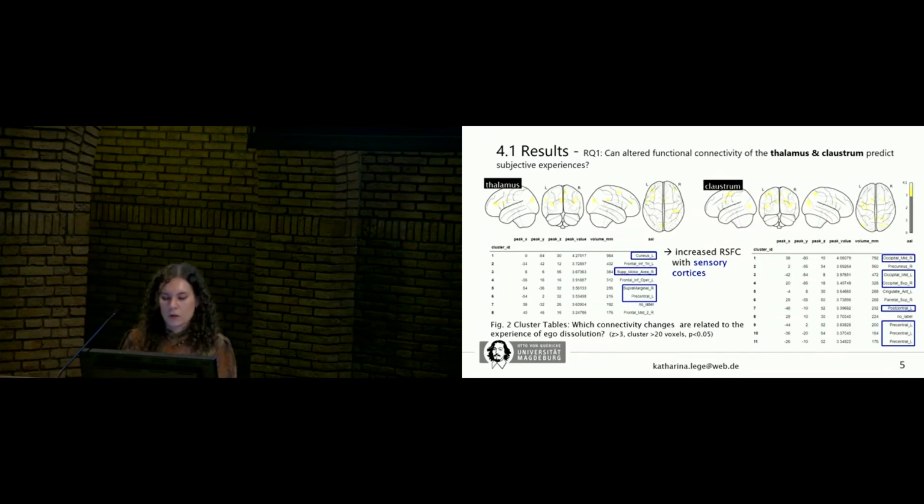But there was also connectivity observed with the higher level association cortices, shown here in the red brackets, like the frontal cortex or the anterior cingulum.